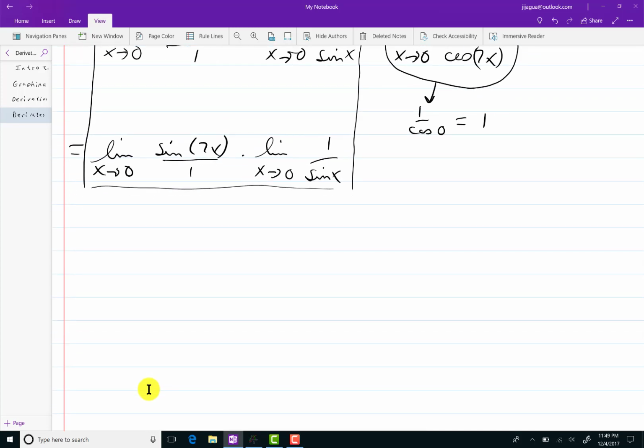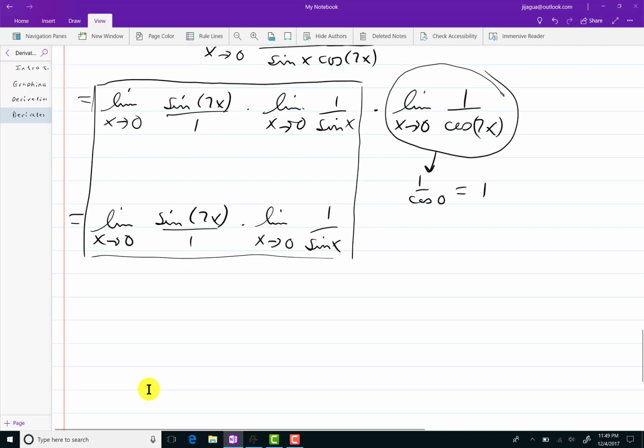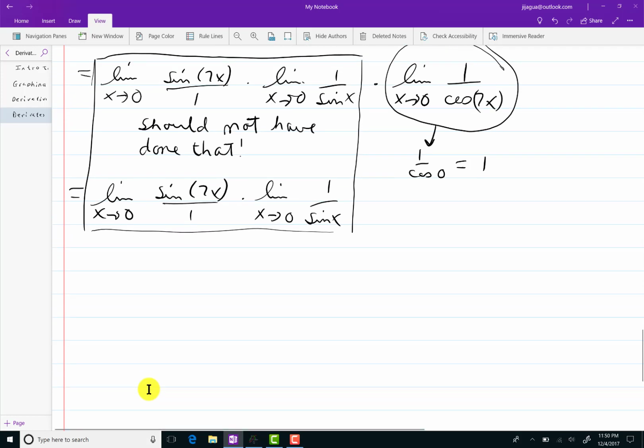I'm not exactly sure how you want to mark this. Let me just say in here, I should not have done that. All of those rules are only so good as the limits existing. So let me put it back together.